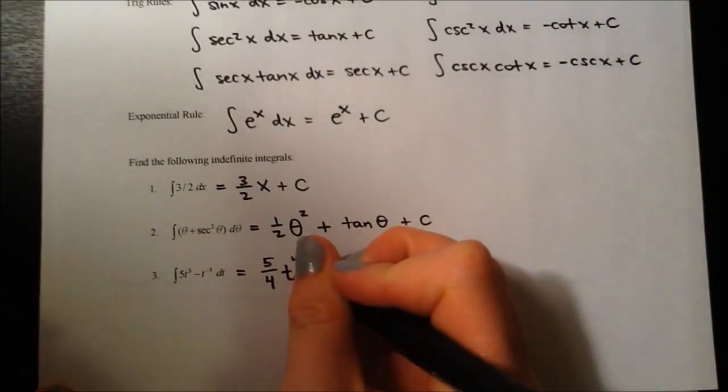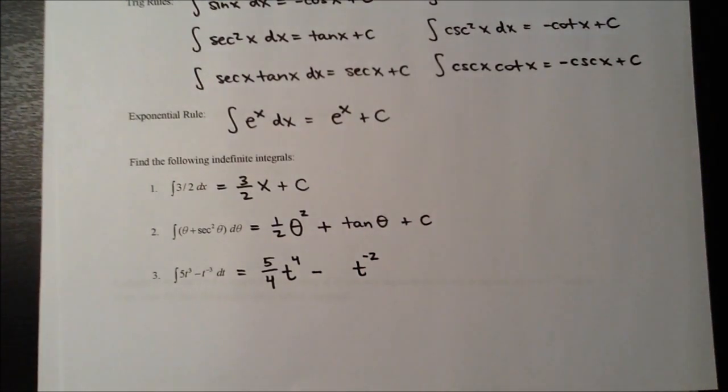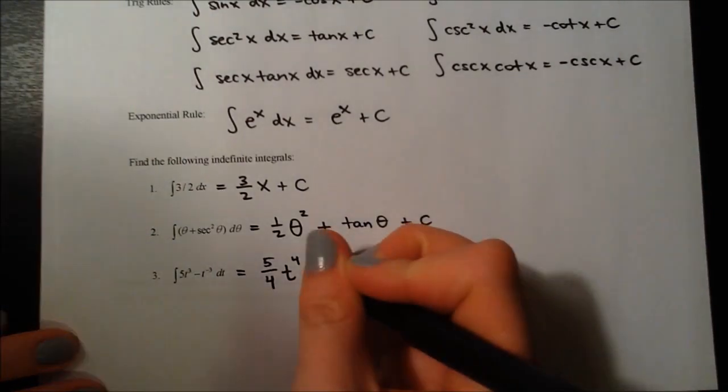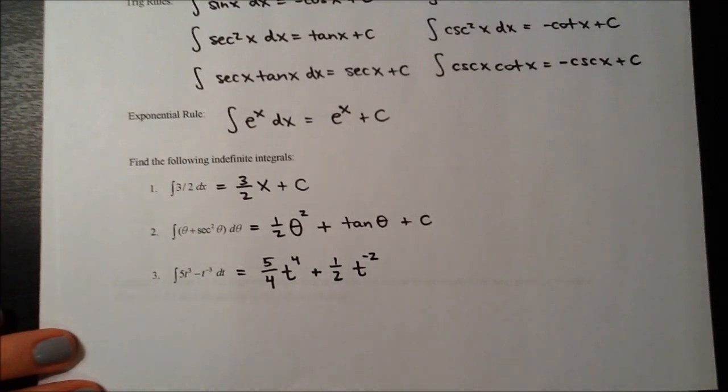And then let's see, minus. So t, my power pops up to a -2. And like I said, I am going to divide by my new power. So my new power is -2. I'm going to divide by -2. So this will be plus 1/2. And you can always double check. Don't forget your plus c. All right, so that's it for now.